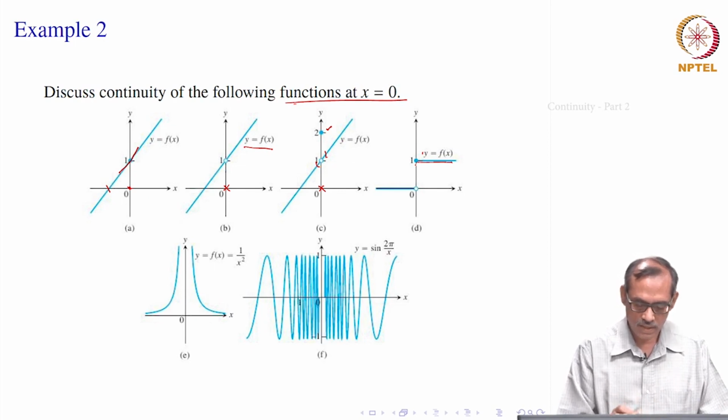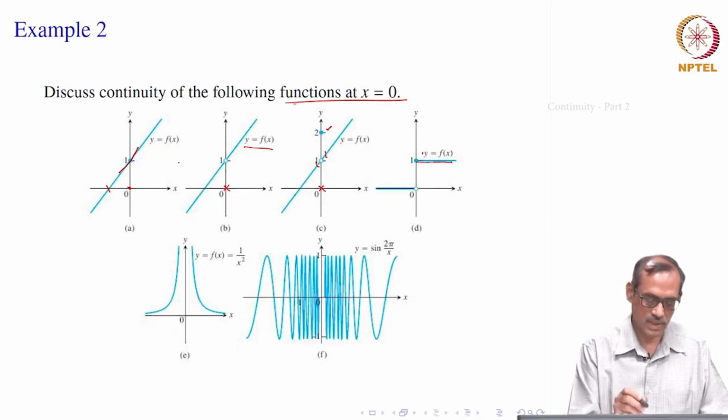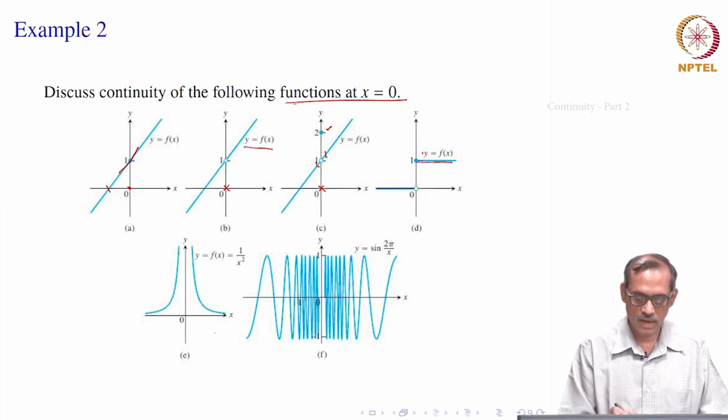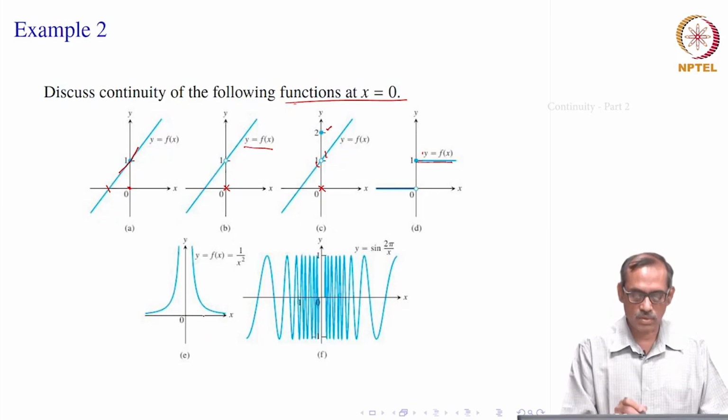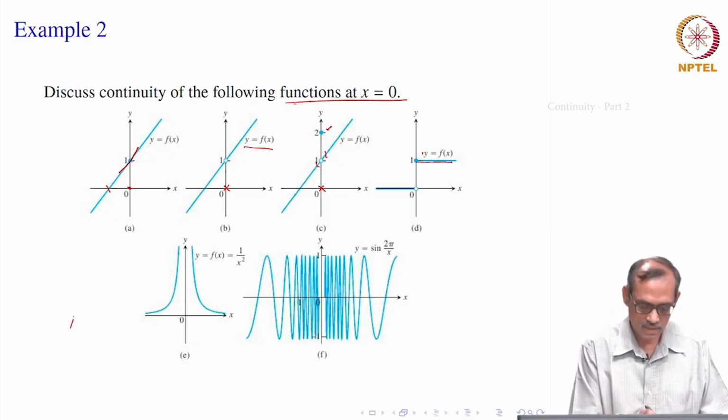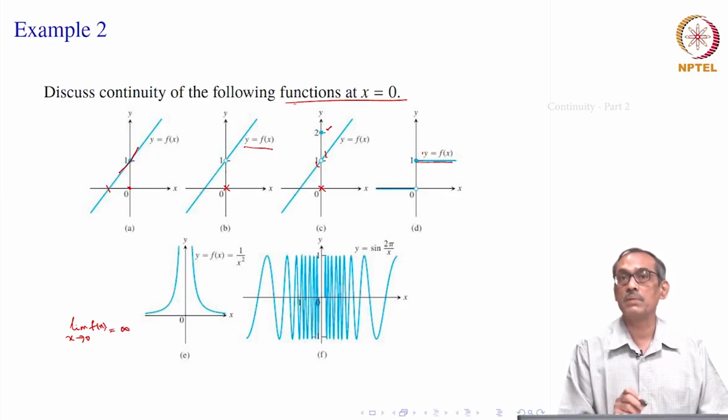In the fifth one, at x equal to 0, if you take the left side limit, it does not exist, it blows up to infinity, right. The left side limit is equal to infinity. The right side limit as x goes to 0 is also equal to infinity. So, the limit as x goes to 0 is infinity here. You say that limit f of x, x goes to 0, is infinity. We do not say the limit exists. Limit exists means it should be a real number, but it is not.